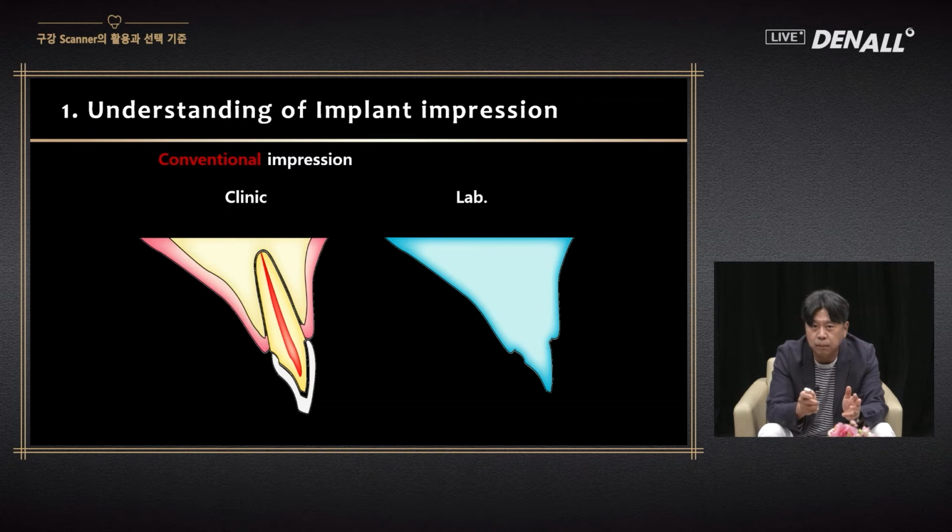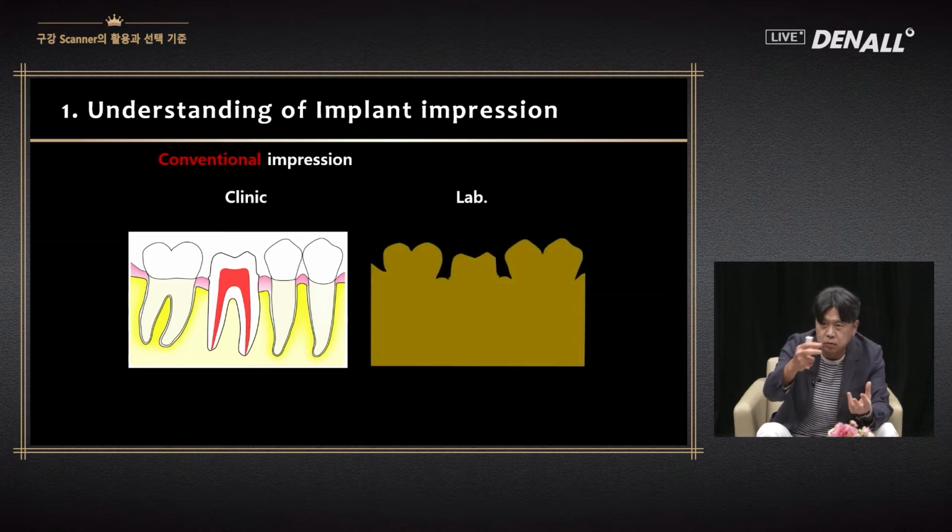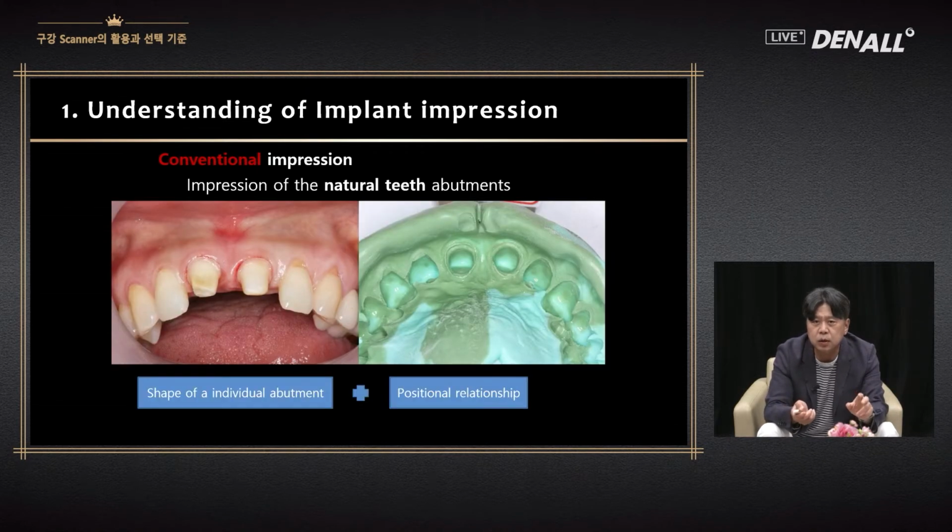This is the conventional impression taking. The same is true for the posterior region. The preparation is completed, the impression is taken with rubber and sent to the lab. And the stone model is made, the die trimming is done. Eventually, the restoration is made and sent to the clinic where it is attached.